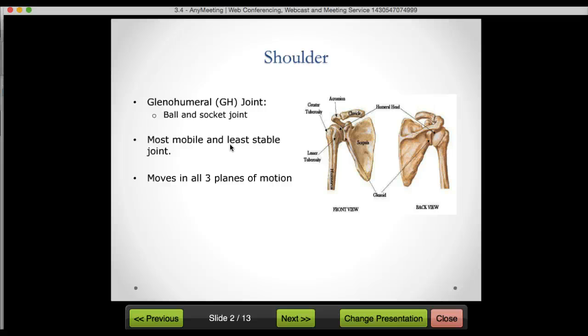There are a lot of muscular connections to this. There are not a whole lot of ligamentous connections, and again, that allows for free motion of the joint. It allows us to use our arms in the ways that we do. So this joint moves in all three planes of motion: the frontal, the sagittal, pardon me, and the transverse planes.